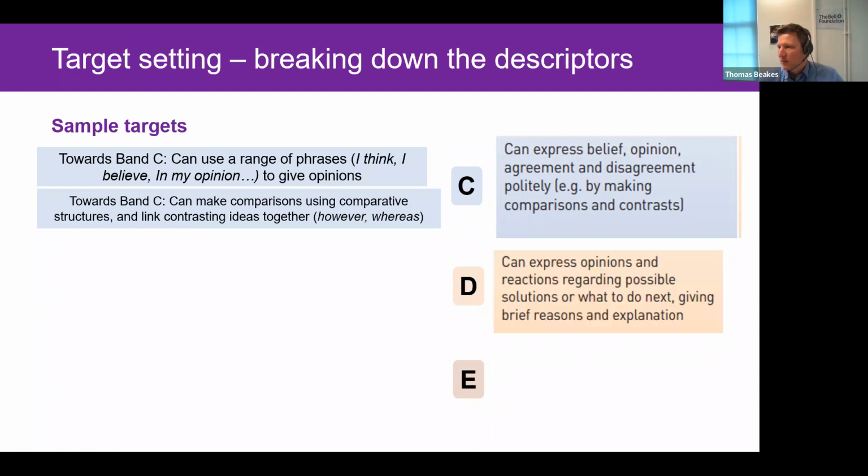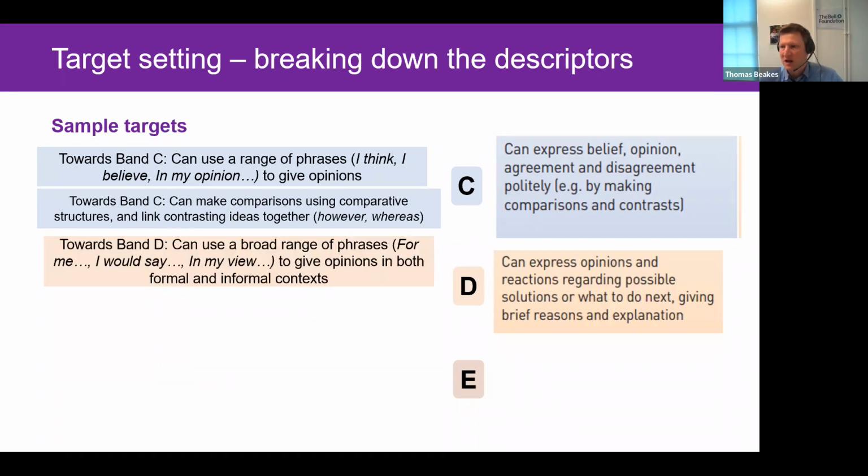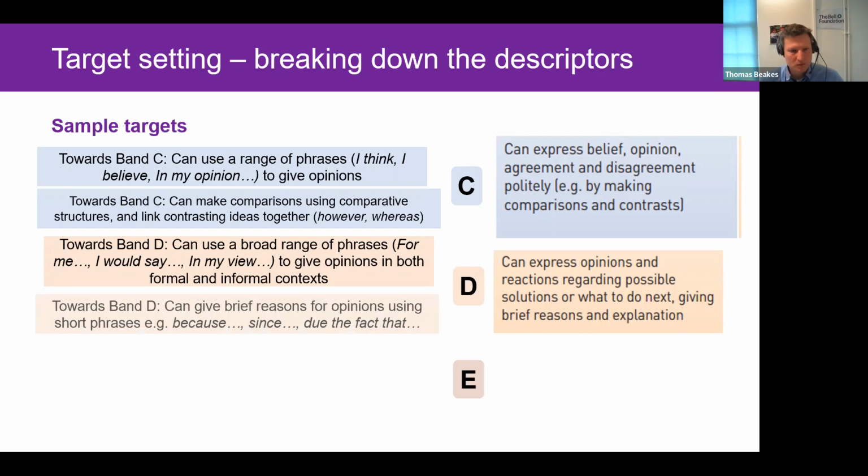At band D, we're talking about expressing opinions again, reactions, but we're also talking about what to do next and giving reasons. So again, I think we could break this down. We might want to say they can use a range of phrases, but a broader range of phrases. So we can introduce some more, so they're not just saying I think, but they're using a few more sophisticated ways of doing that. And they can do it in both formal and informal contexts.